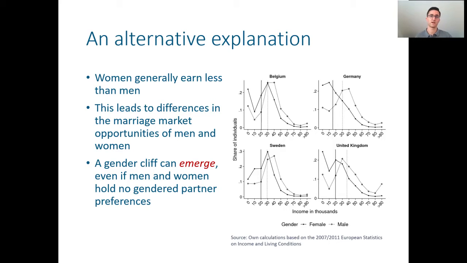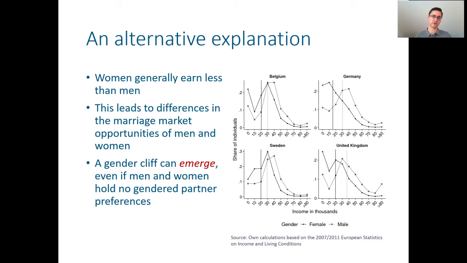To illustrate this, I plot here the individual income distributions among men and women between the ages of 25 to 45 in the same set of countries that I have shown before. This involves both individuals who have a partner and individuals who don't have a partner. As you can see, women's individual income distribution is shifted to the left. This means that their income is on average lower than men's, but also that compared to men there are fewer women with very high incomes.